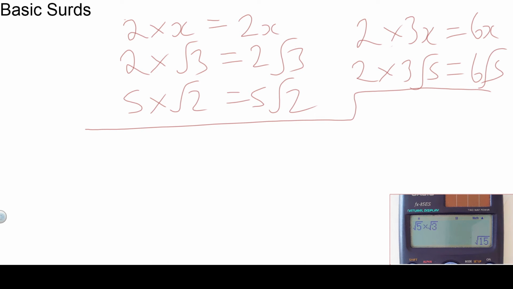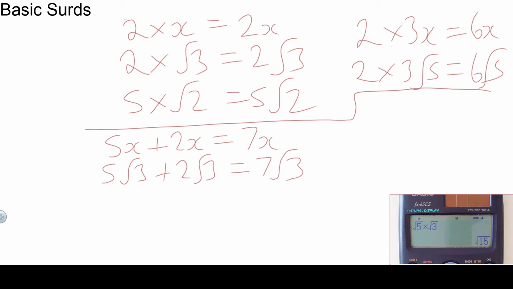So we've been dealing with multiplication now. What if we were dealing with, let's say, adding and taking away? So to make an analogy with algebra, you know 5x plus 2x makes 7x. Not 7x squared, just 7x. So similarly, if we had 5 root 3, 5 lots of root 3s plus 2 lots of root 3s, what would that make? Well, 5 plus 2 is 7, so we've got 7 lots of root 3s.